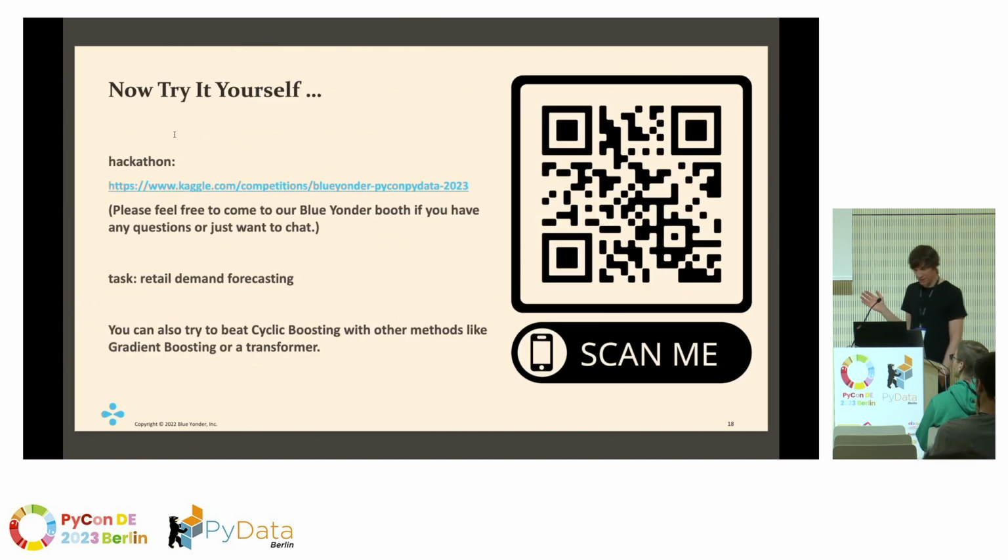Maybe in the end, if you want, you can try it. We have set up a hackathon where it would be great if a few of you would play around with it. This is for the case that I mentioned, retail demand forecasting. So try to beat it. I have implemented a simpler and a pretty advanced cyclic boosting model. It would be cool if somebody can beat it either with cyclic boosting or anything else. It's super hard to beat it on that use case, I think, even with a transformer. But it would be great if somebody does.